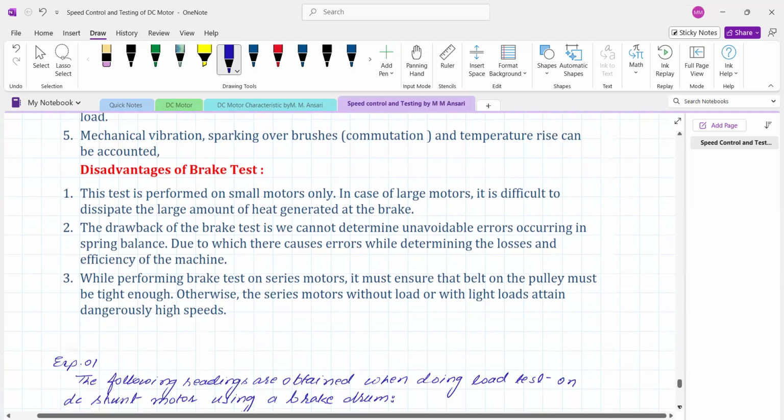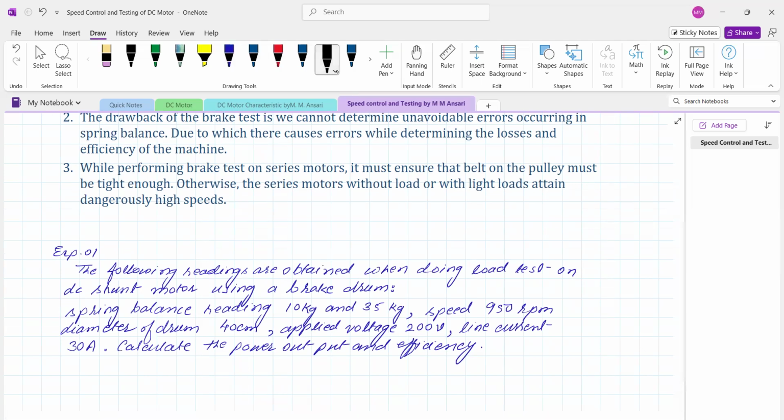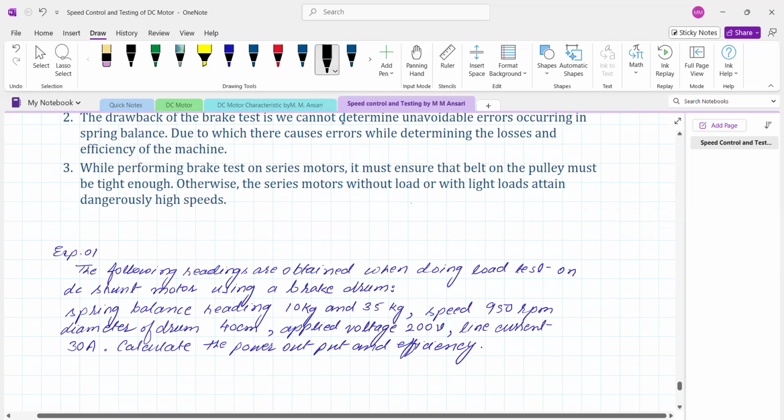Now we will do some numericals. This numerical is like this. The following readings are obtained when doing a load test on a DC shunt motor using a brake drum, which means it is direct loading. Spring balance readings are 10 kg and 35 kg. Speed is 950 RPM. Diameter of drum is 40 centimeter. Applied voltage is 200 volt. Line current is 30 ampere. Calculate the power output and efficiency.